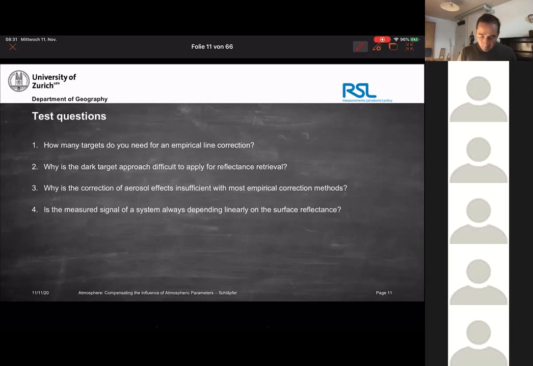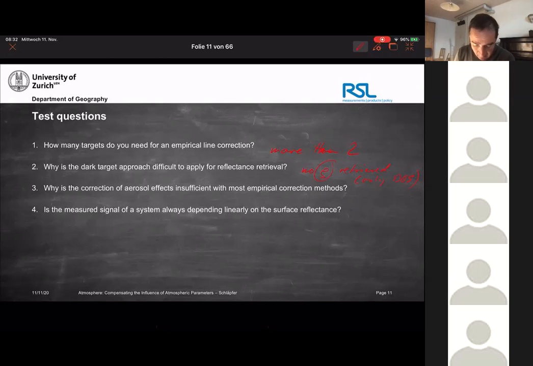Here it would be more than 2. Sorry, I should have written more than 2. And why is it difficult to get reflectance retrieved? Only DOS, or only dark object subtraction is what is usually done. So this means a subtraction of the signal.